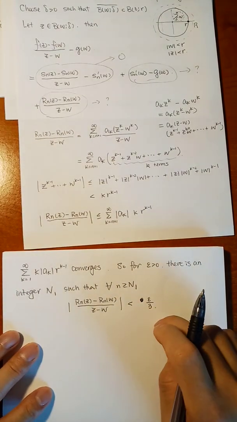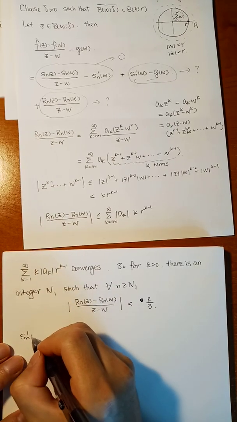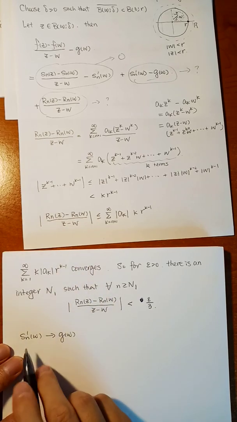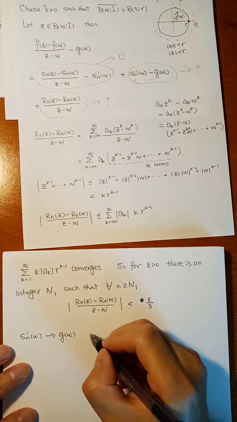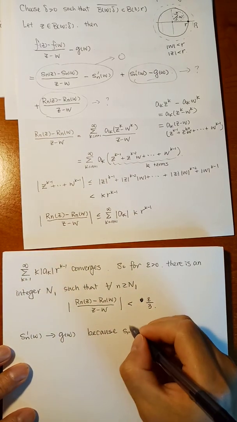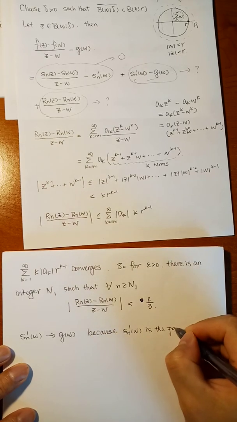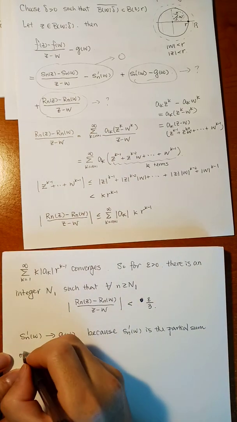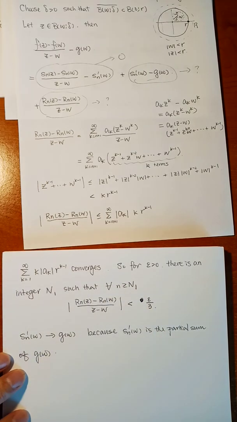Okay? It's from the convergence. Sn prime of W converges to G of W. Why? Sn prime, if you examine it, it's actually the partial sum, because Sn prime of W is the partial sum of G of W. G of W is a power series, and this is a partial sum.